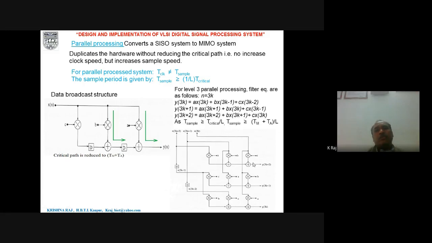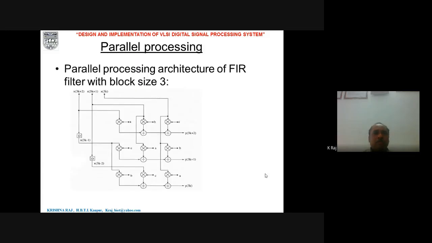So this single input, single output architecture has been converted into the multiple input, multiple output architecture. And here the level of parallel processing is 3, which means 3 samples will be processed simultaneously in place of the processing of one sample.